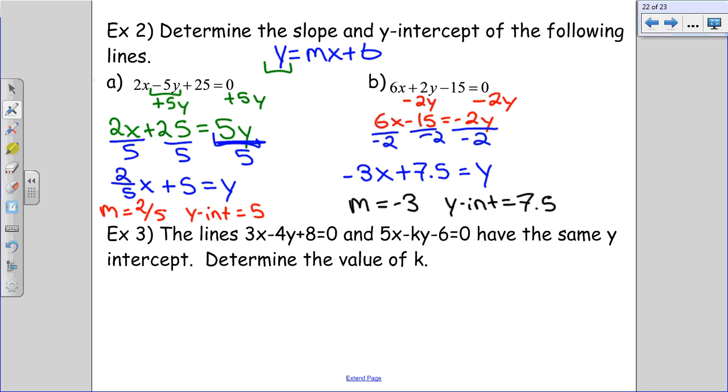Any questions about converting to slope-intercept form? Get y by itself, divide by the number.